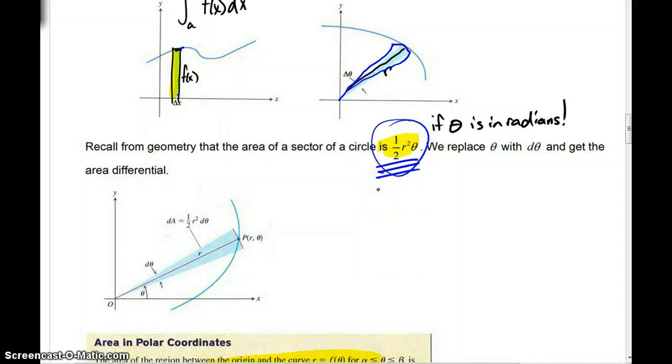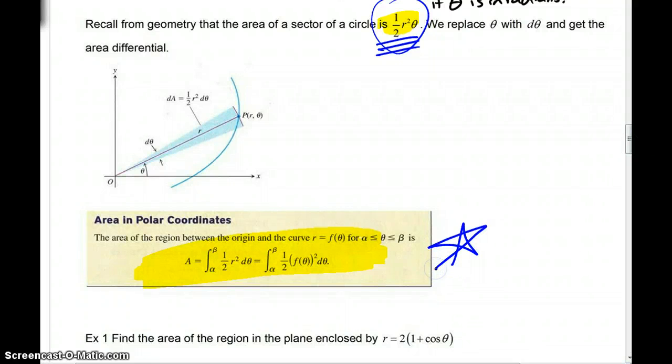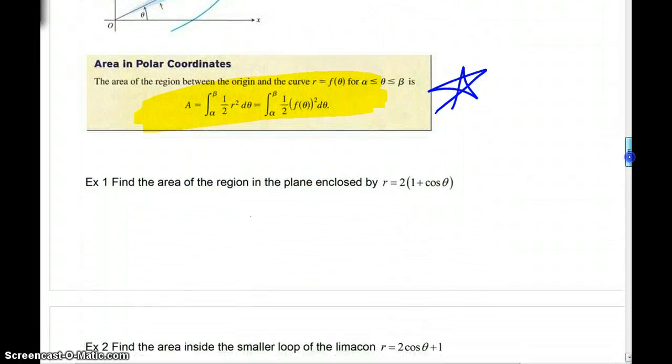Using this formula, we could find that the area differential, dA, would be 1/2 r squared d theta. Well, what we really need to know is this formula here. That area of a sector shows up as we integrate. Really, we could turn this into a Riemann sum, just as we had done with rectangles. But the area of a region between the origin and the curve r equals f of theta, for theta between alpha and beta, will be the integral from alpha to beta of 1/2 r squared d theta. Of course, r will be written as some function of theta.